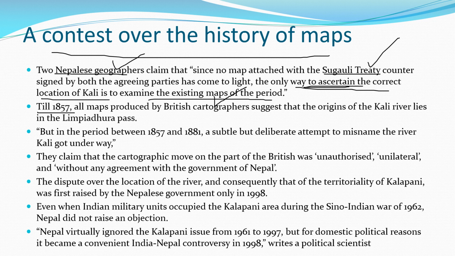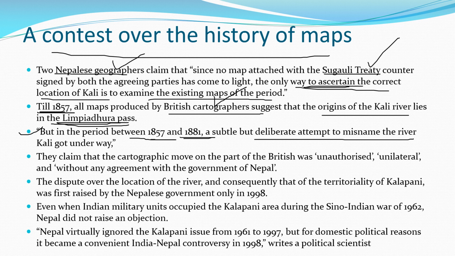Okay, but the problem is that till 1857 all the maps produced by the British cartographers suggest the origin of the Kali river lies in the Limpiyadhura pass. Okay, but in the period between 1857 and 1881, these geographers claim that a subtle but deliberate attempt to misname the river Kali got underway. Okay, so Britishers deliberately wanted to misname this river, and they also claim that the cartographic move on the part of the British was unauthorized, unilateral, and without any agreement with the government of Nepal.